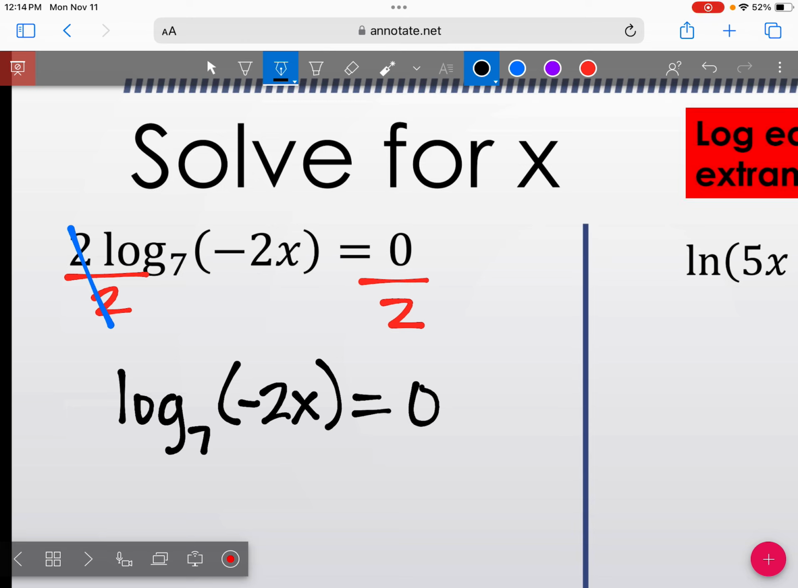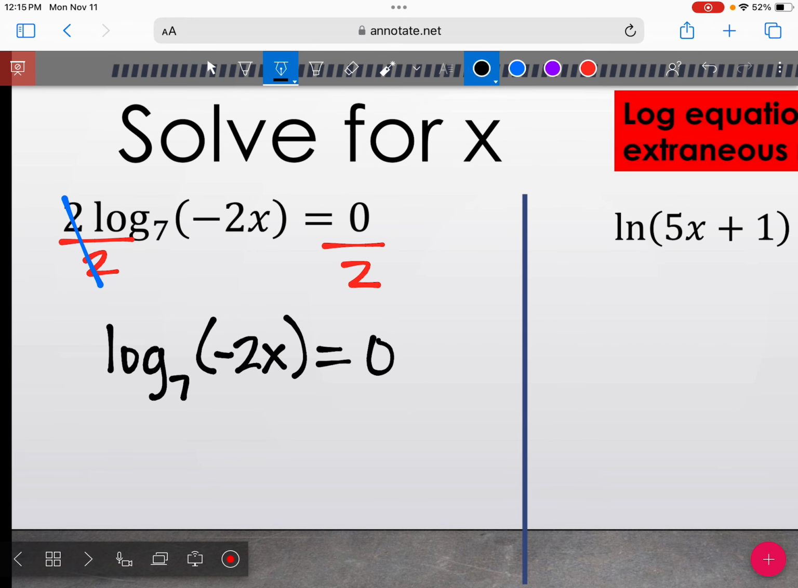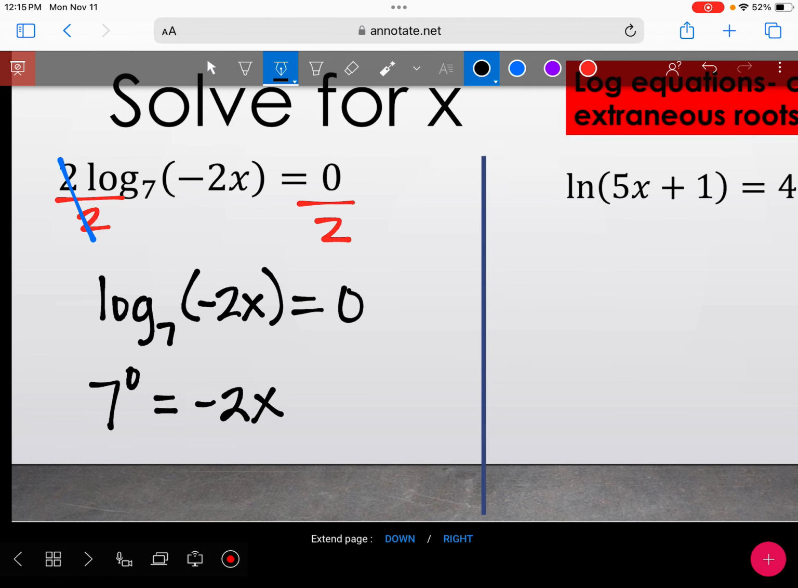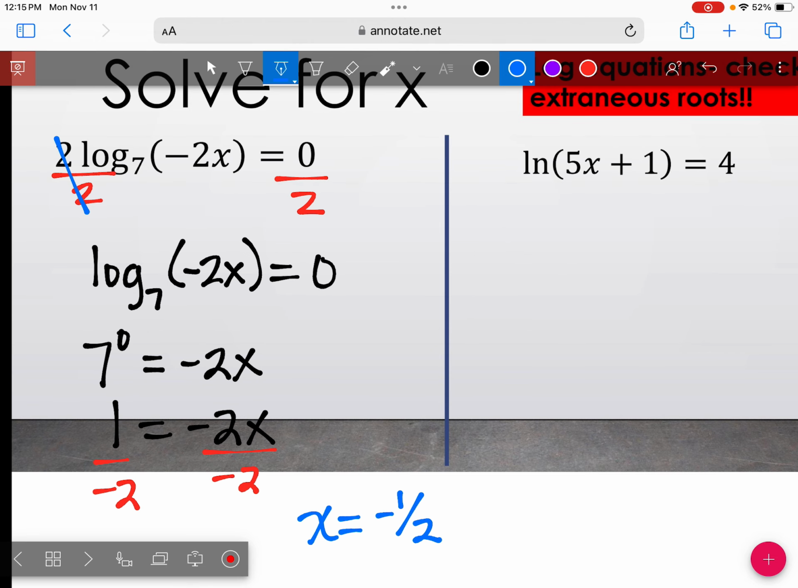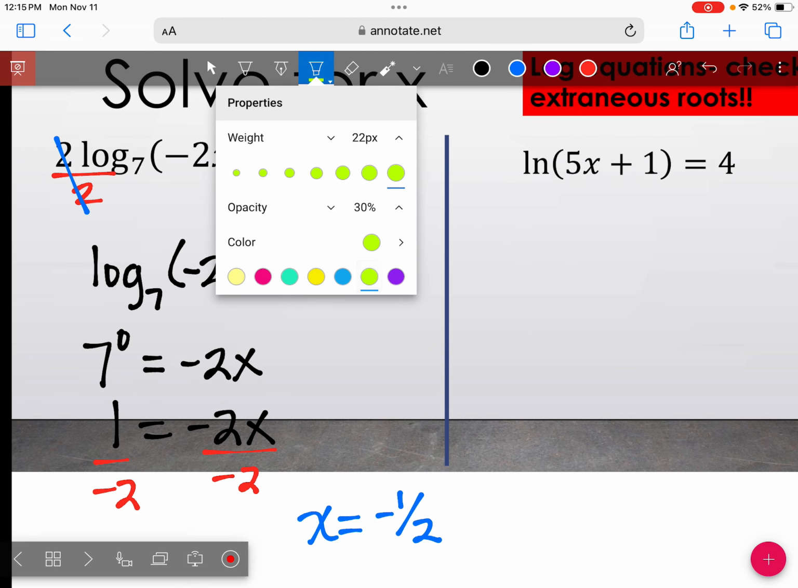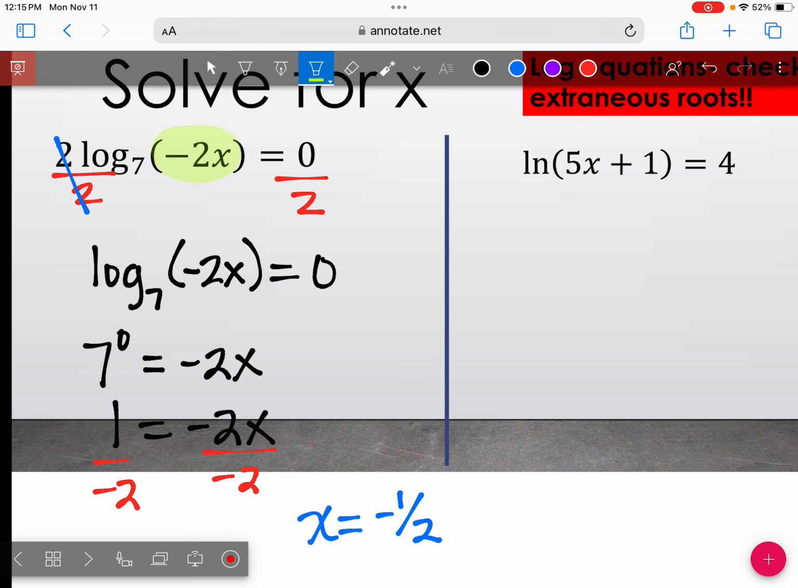Now you need to do a rewrite. So it would be 7 to the power of what? 0 equals negative 2x. Now any number to the power of 0 equals what? 1 equals negative 2x. And then my last step would be to do what? So x equals negative 1/2. Go ahead and make sure that we can keep it. If I put that negative 1/2 in that green bubble, are we okay? Yes. All right, so we can keep it. That's my answer.